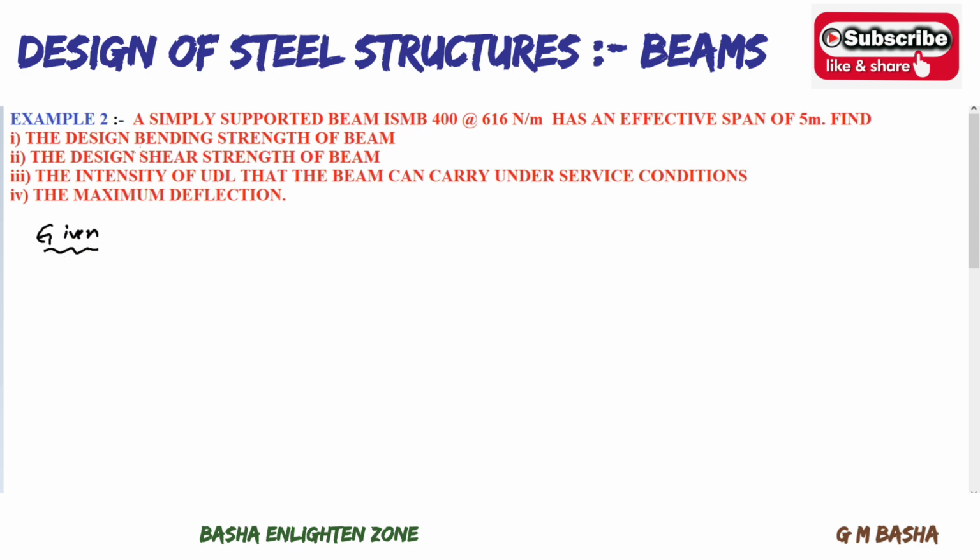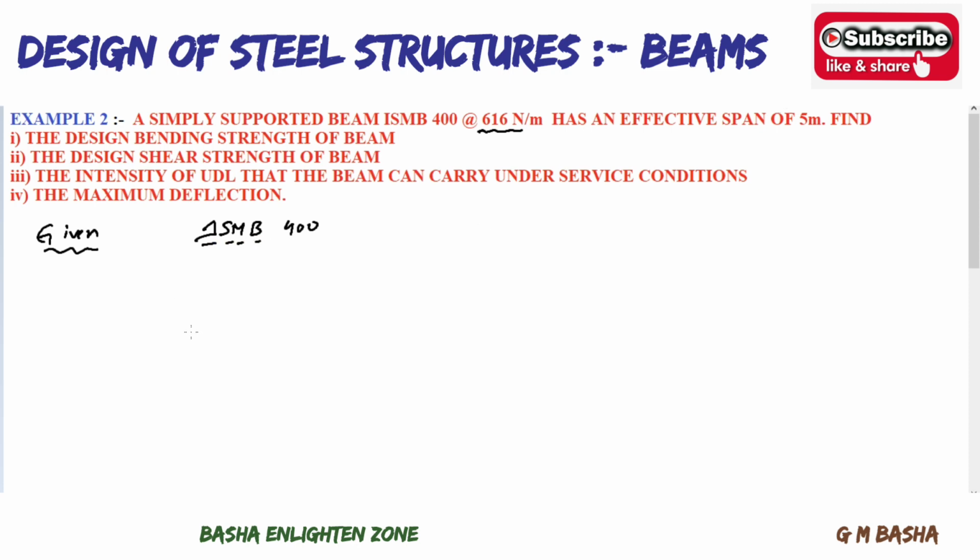So that is design bending strength of beam, design shear strength of the beam, and intensity of the UDL that the beam can carry under service condition, and what is the maximum deflection for ISMB 400. So this is the weight. Actually it will be there directly in the tables also. I will show you now. So this ISMB indicates Indian standard medium weight beam.